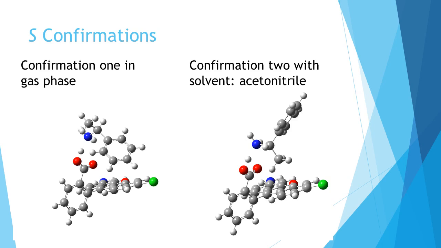The same occurred with the S enantiomer. So on the left here you can see the S enantiomer of methylbenzylamine interacting with the xanthine complex in the gas phase, and then when we added acetonitrile, the conformation changed, and you can tell a big difference here in the two pictures.